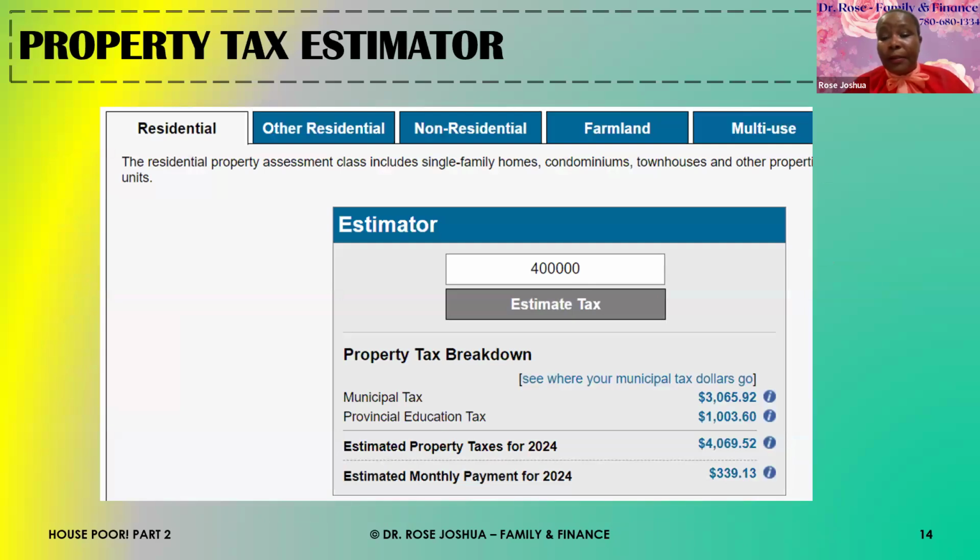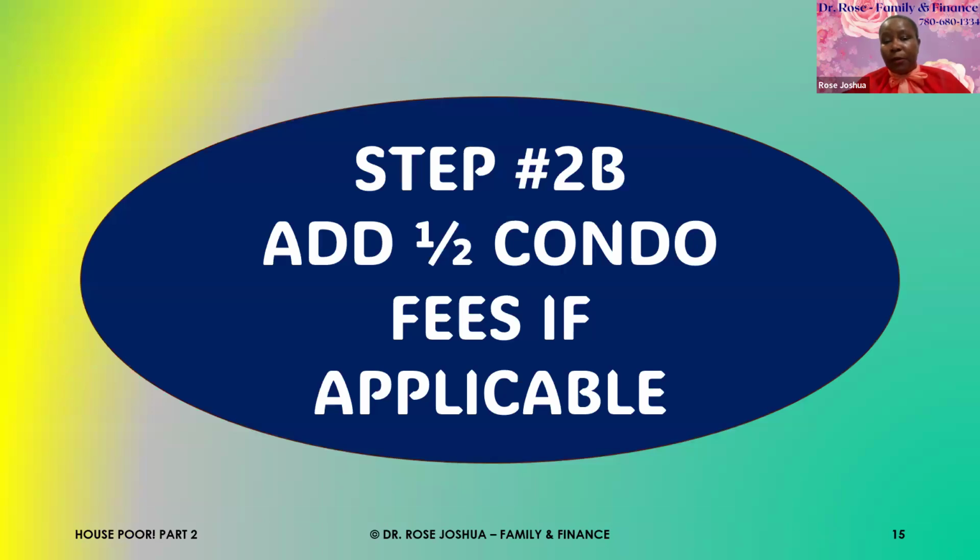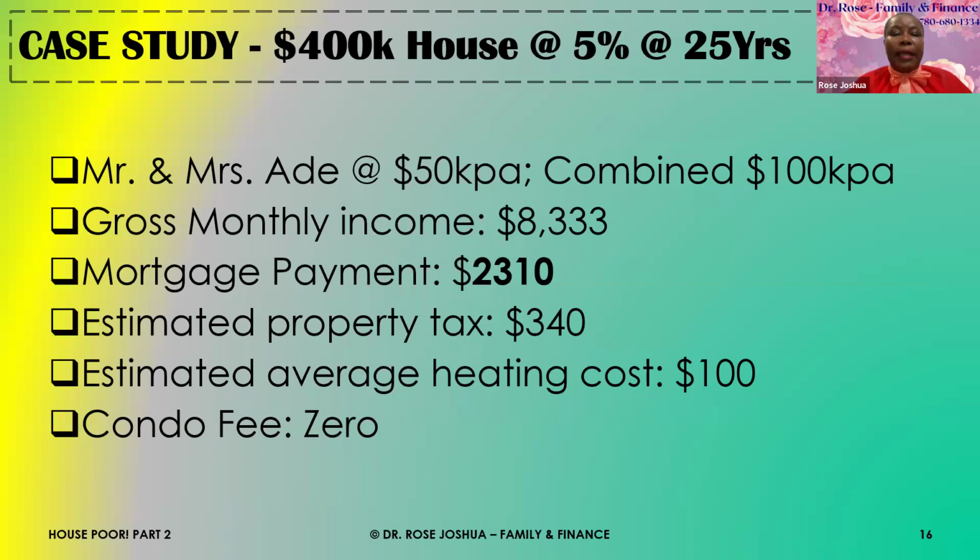So for 400,000 it's $339, which I approximate to $340, and then you add your condo fees. So let's say Mr. and Mrs. Ade are going to buy this home for $400K. They have a 5% down payment. Their interest rate is 5% on the mortgage, with a 25-year amortization. They both earn $50,000 each, and so the combined family income is $100,000 per annum. This is actually higher than a lot of people would have. So 100K between the husband and wife.